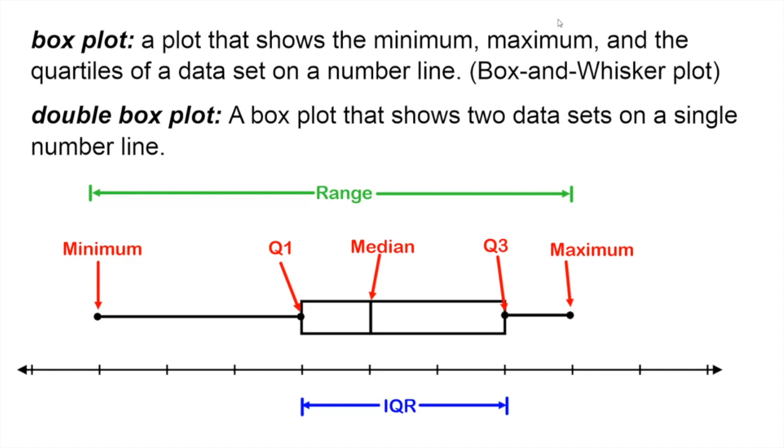So several things we can get out of this is the range of the data set and the IQR very quickly. The length of the box tells us our IQR when we're trying to find these statistics that we're using to summarize our data set. And a double box plot is a box plot that just shows 2 data sets on a single number line. What I have here is just a single box plot, but a double box plot would have 2 box and whisker plots on it. So let's take a look at one.